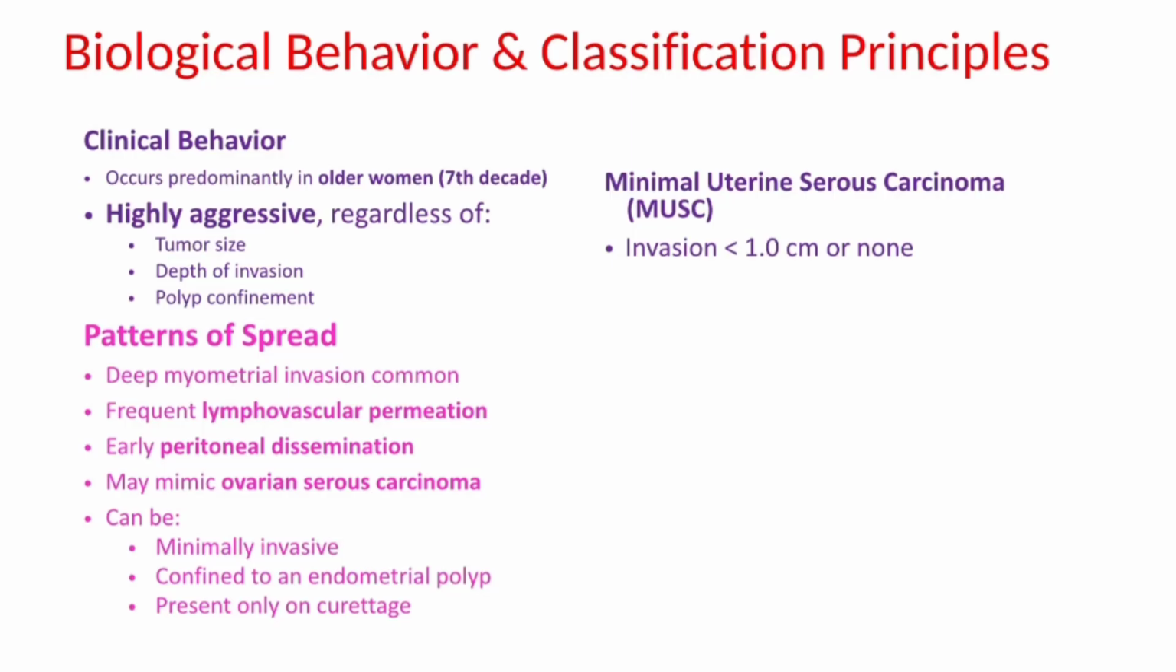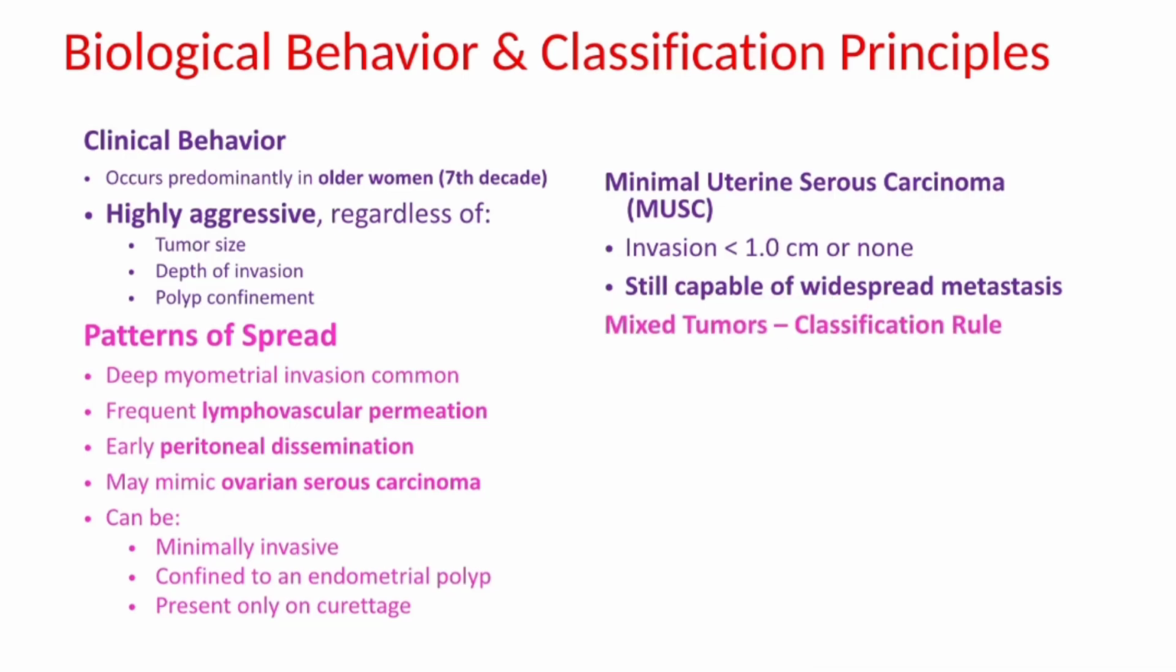So what is minimal uterine serous carcinoma? When there is less than 1 centimeter or a non invasion, so it is called minimal uterine serous carcinoma, but it is having capacity of widespread metastasis.